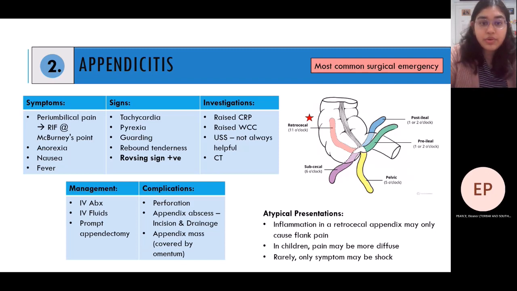So do remember your atypical presentations as well. Retrocecal appendixes may not always present so classically, and in children, the pain may be a lot more diffuse and not so localized. Cool.